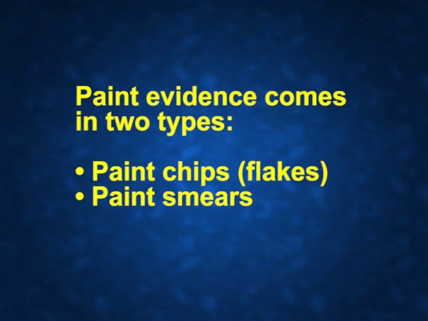Paint evidence comes in two types: paint chips, that is the flakes, and paint smears. Let us discuss them one by one. Coming to the paint chips first. During a crash, paint chips may fall from the car and be transferred to a person, another object, or even another car. Because the layer structure is intact, paint chips provide the most valuable information from their analysis.